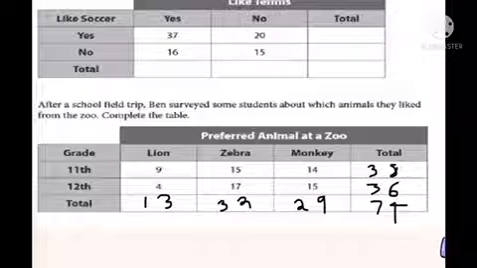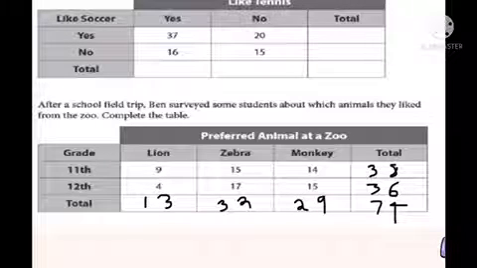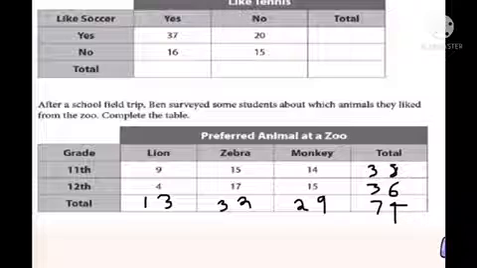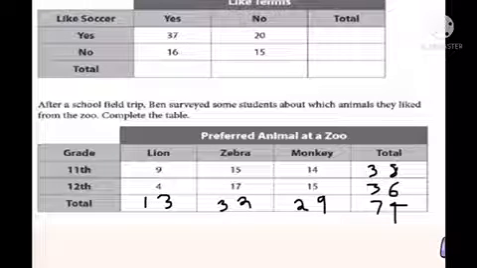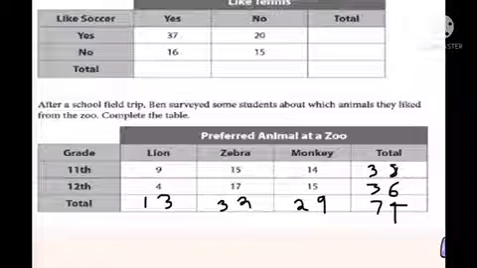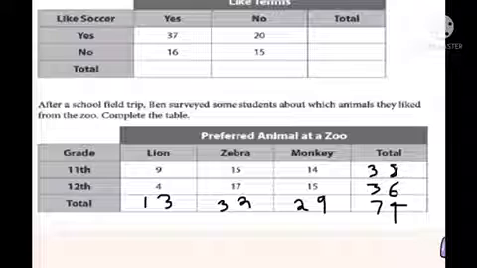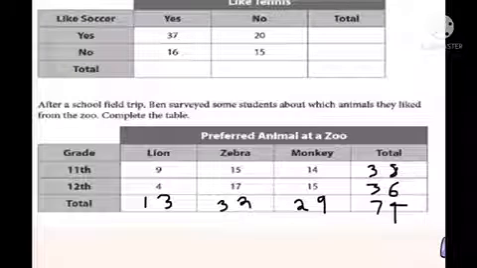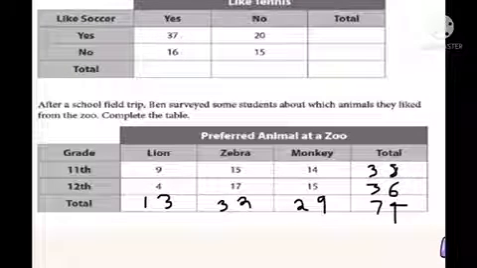To check our answer, we add 38 and 36, which gives us 74, which is correct. And if you add 13 plus 32 plus 29, you also get 74. So our total answer is correct.